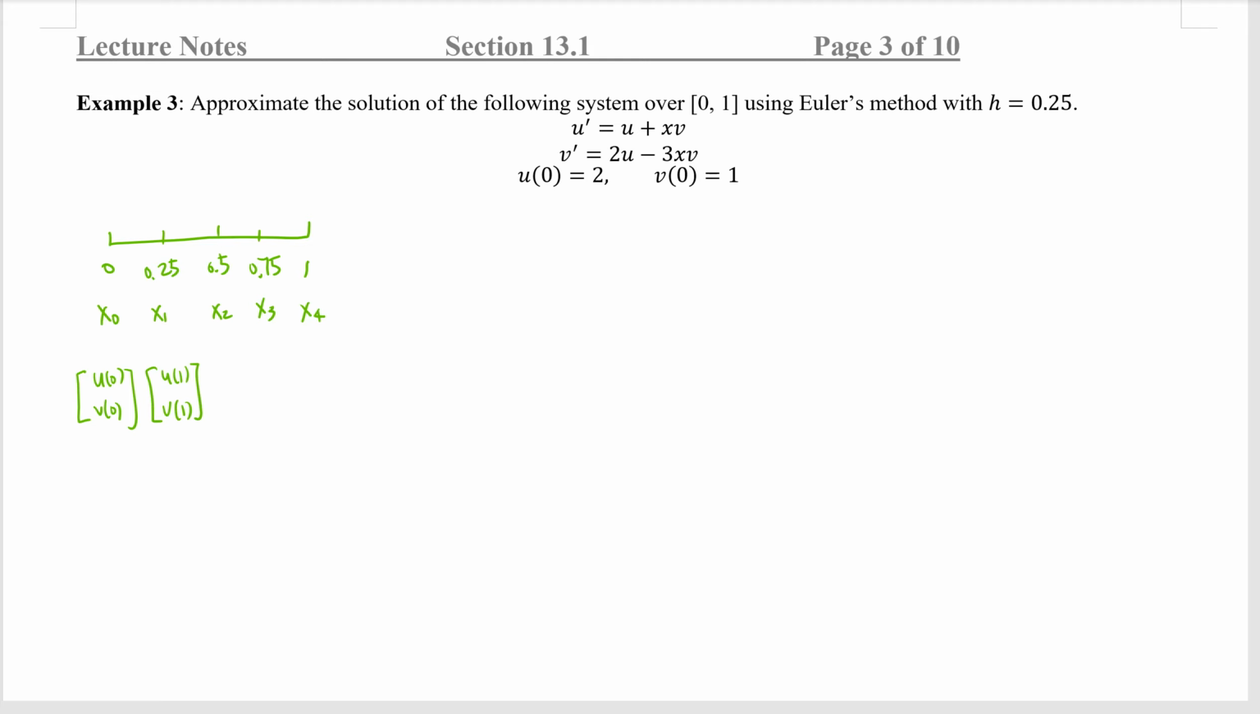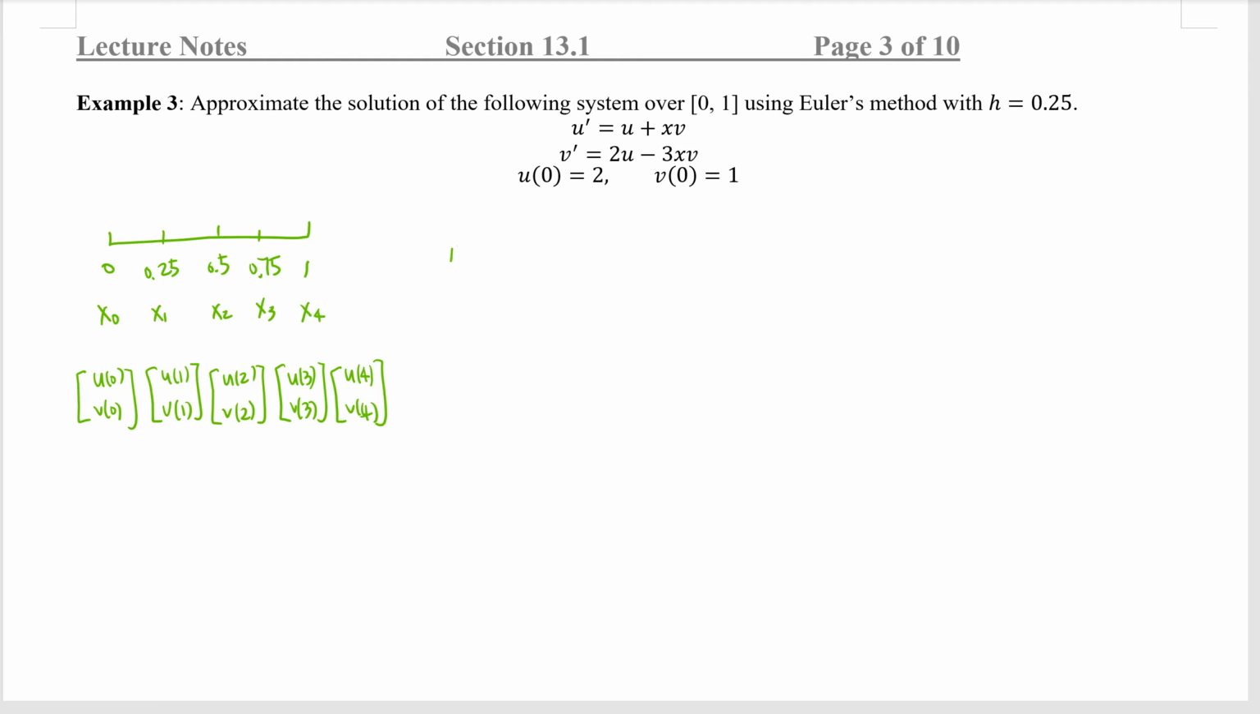So be careful, the numbers in the parentheses are the index of the iterations. They're not the x values. You can see that, for example, here the x value is 0.5, it's not 2. And u of 3, v of 3, u of 4, v of 4. Okay, so it will take us 4 steps.